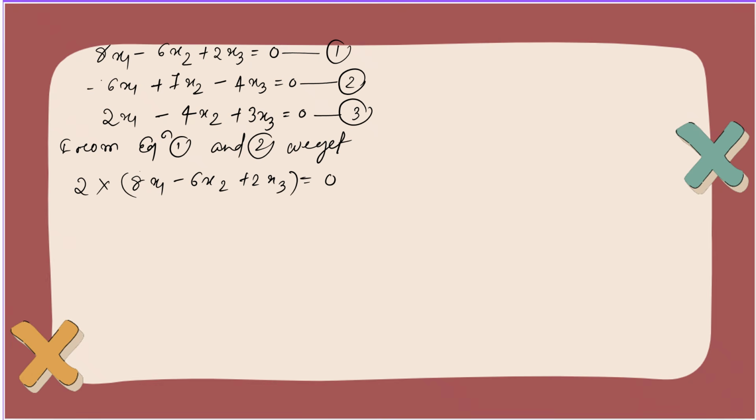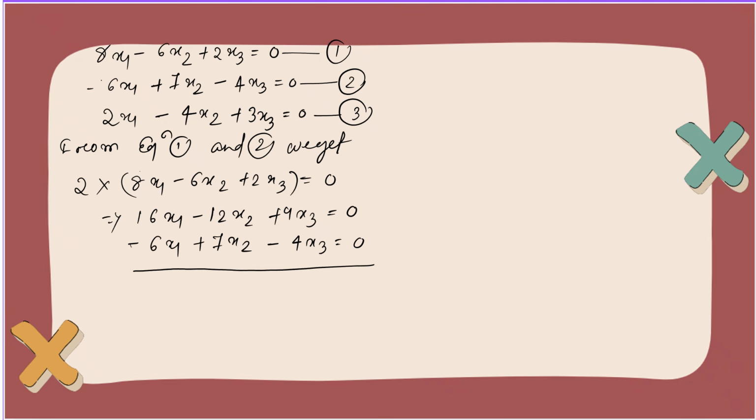It is nothing but 16x1 minus 12x2 plus 4x3, which is equal to 0. Now you subtract this equation from the second equation. It is 16x1 plus 7x2 minus 4x3, which is equal to 0. Now you add this equation, so you get 10x1 minus 5x2 is equal to 0.